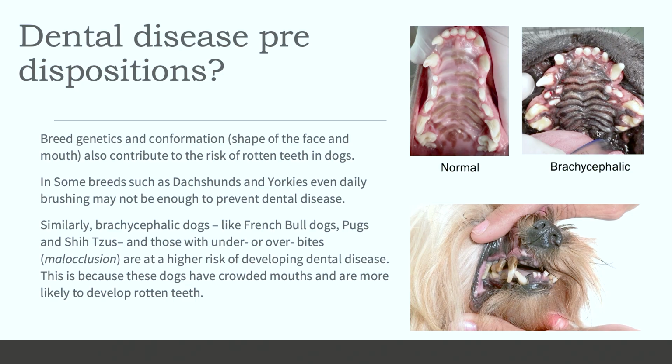And this causes overcrowding, which means that bacteria can more easily penetrate into these areas and be protected from brushing or abrasive dental diets or chews that could remove them from the surface of the teeth. So being crowded can really help exacerbate dental disease by the overgrowth of bacteria and the buildup of plaque and tartar.